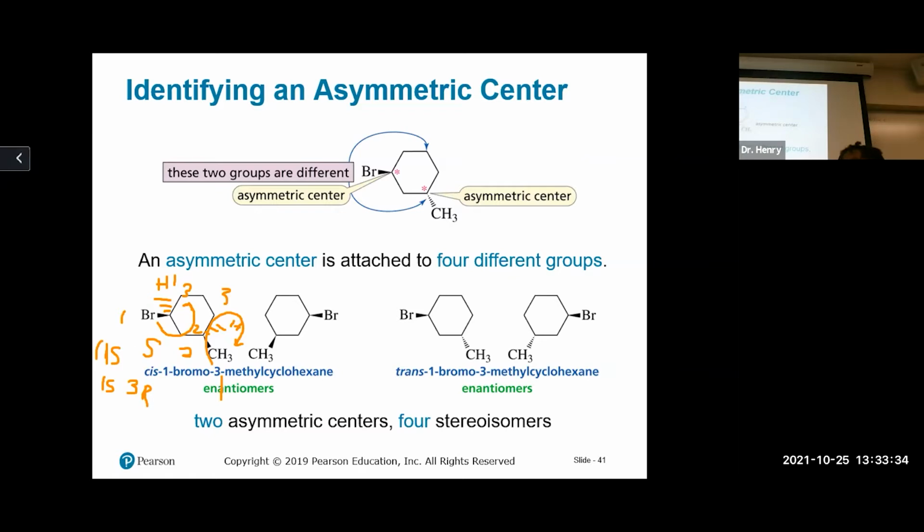Okay. And so we could do the same thing over here, right? And that guy, in theory, should be opposite, right? Because that's how we determine our enantiomers. They should be opposite of each other. Okay. And then we could do the same thing over here with the trans.